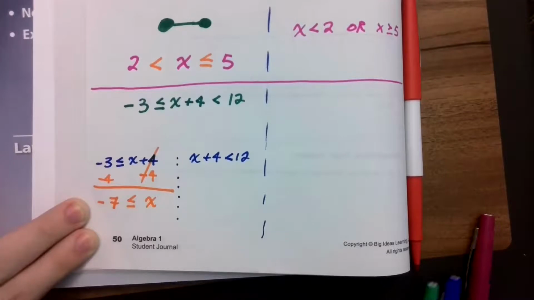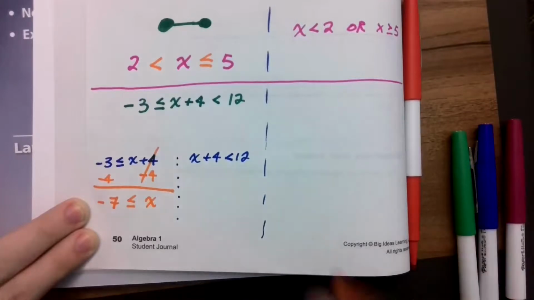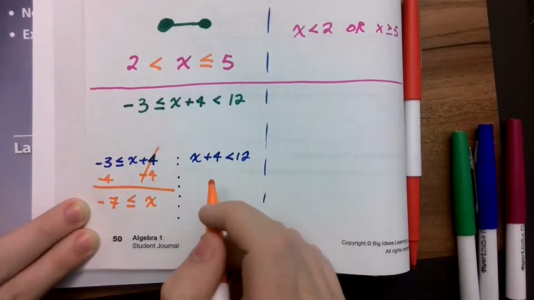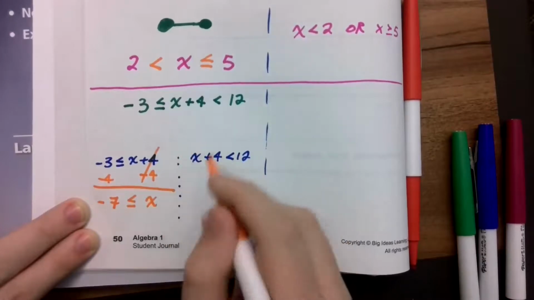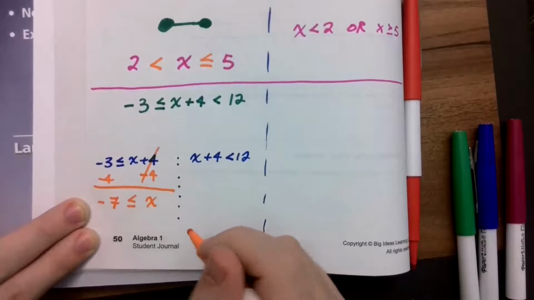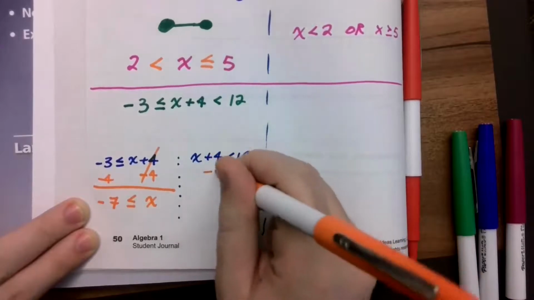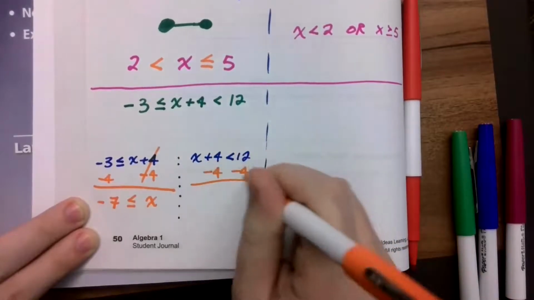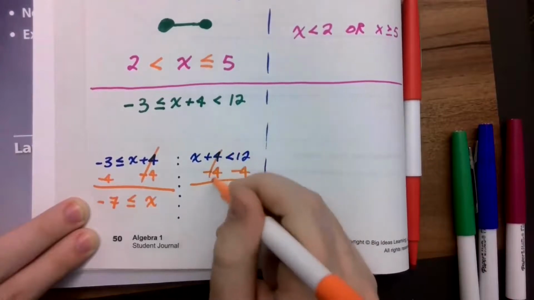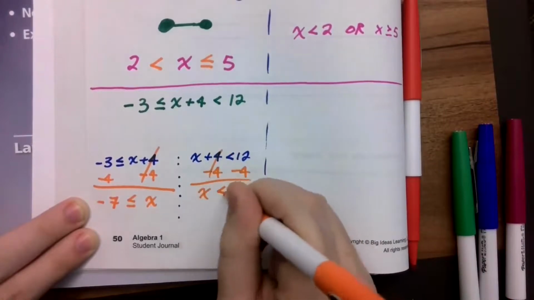Okay, let's take a look at the other one. x + 4 < 12. Well, hang on a second. It's still the +4 that's attached, right? So it turns out the steps are going to be the same. To get rid of +4, we subtract 4 from both sides. These cancel out, giving us x < 8.